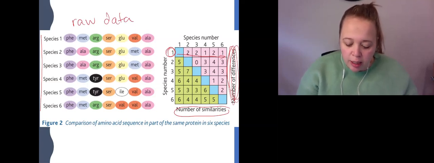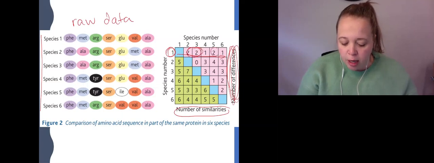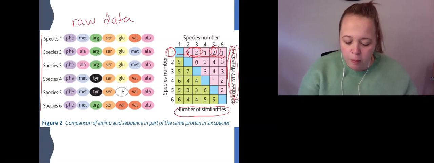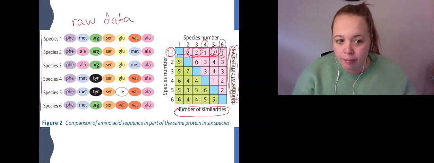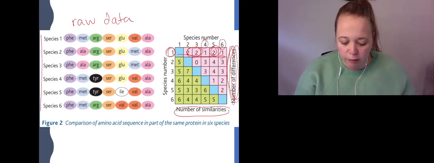You can see here, species 1 has 2 differences between species 2, 3 and 5, and species 4 and 6. So what I would say is that species 1 is more closely related to species 4 and species 6. That's what I'm looking for here.